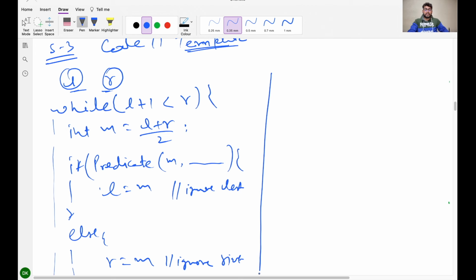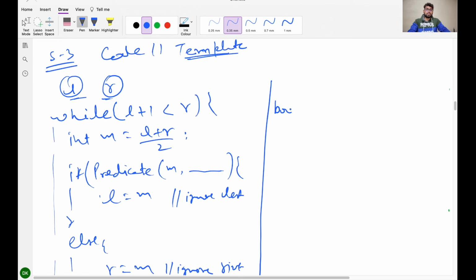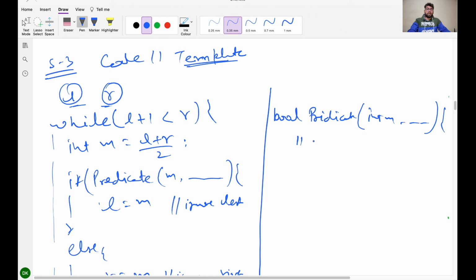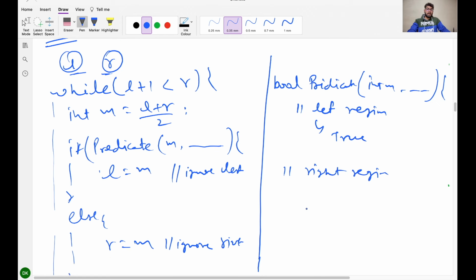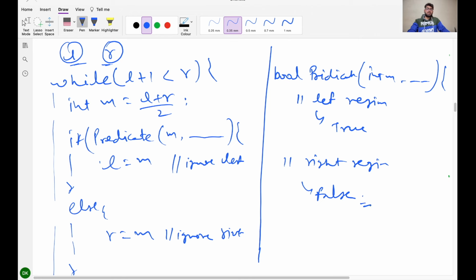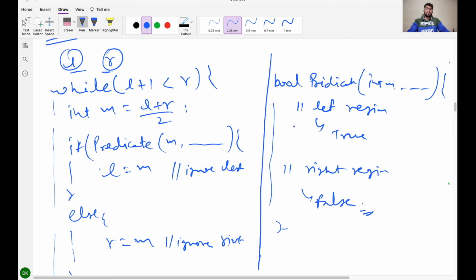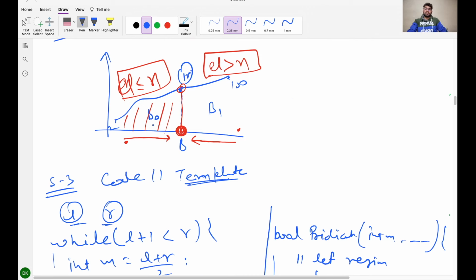For the predicate function, I have my M, and other parameters depend upon the question. Always check: if I am at my left region I have to return true, and if I am at the right region I have to return false.